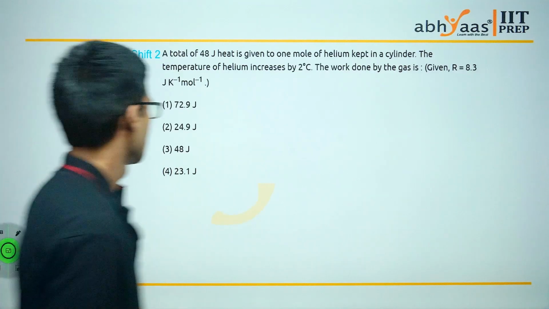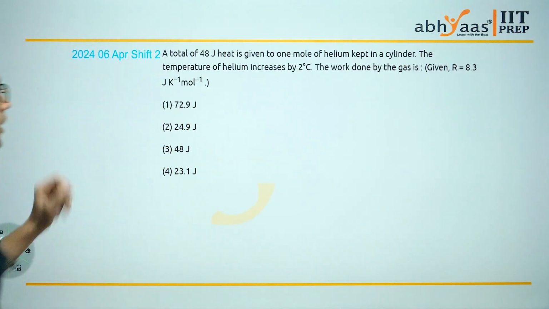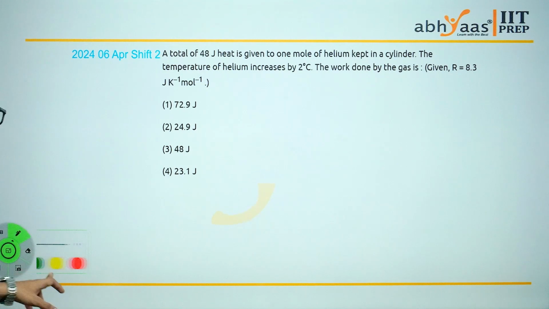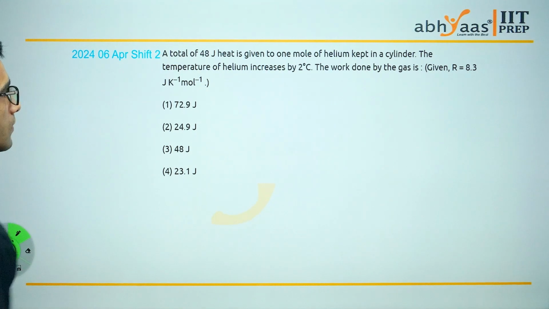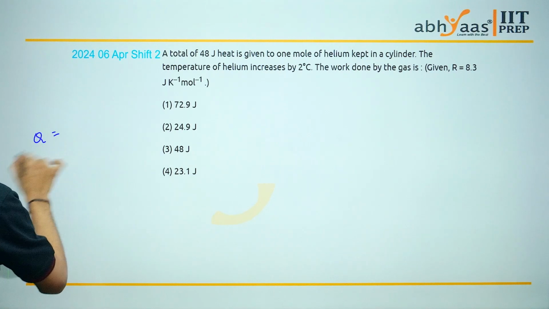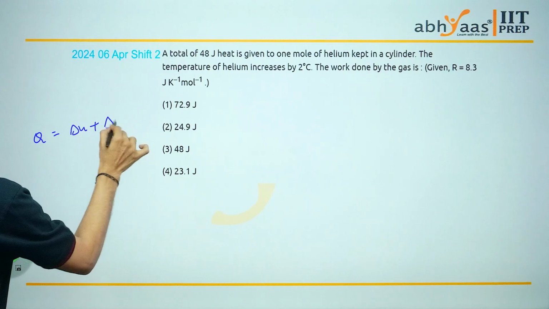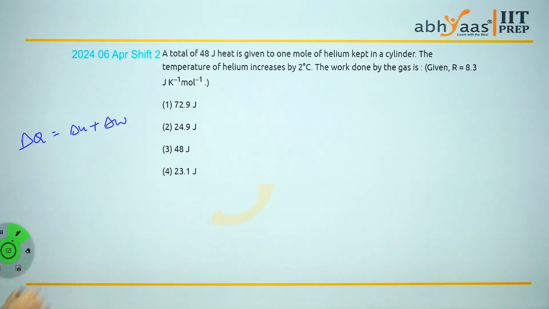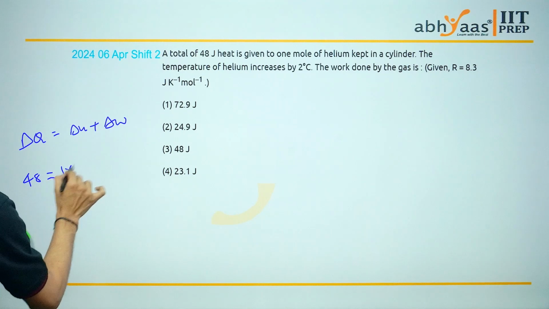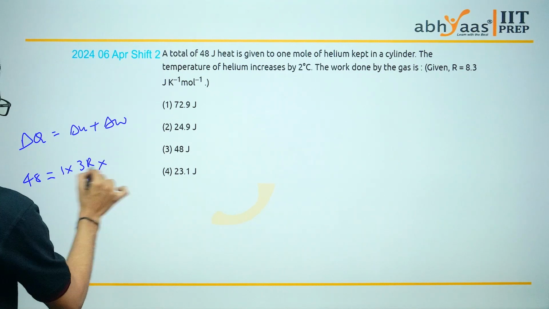Okay, next question. The next question is also related to heat. It is given 1 mole of gas, so what you need to calculate is the work done. This is a monoatomic gas. Q is equal to delta Q equal to delta U plus delta W. The heat is 48 joules. This is 1 into 3R by 2 into delta T.